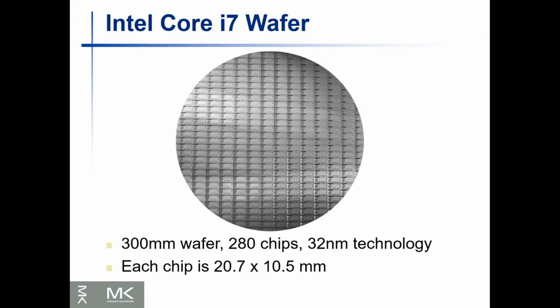So we build our chip on this wafer, and then we cut the wafer before we package it. So the process is like this.